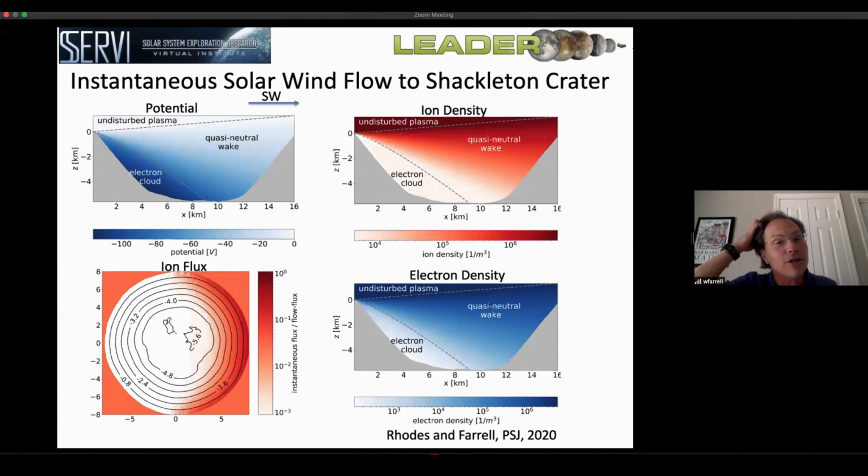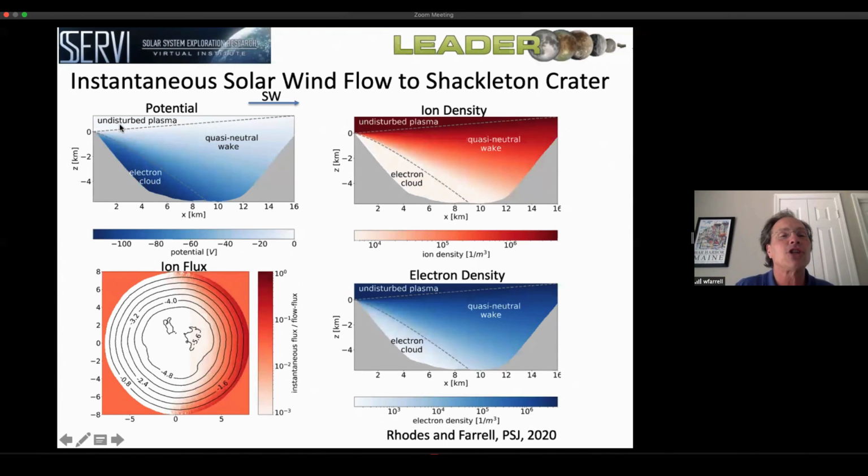So Dov Rhodes, our postdoc, left in February. Otherwise, he probably should be presenting this, but I have a chance to present it. You can tell I did it because I think I spelled instantaneous right. Anyway, he ran these models, actually modified them and ran them for Shackleton crater, kind of updated the models.